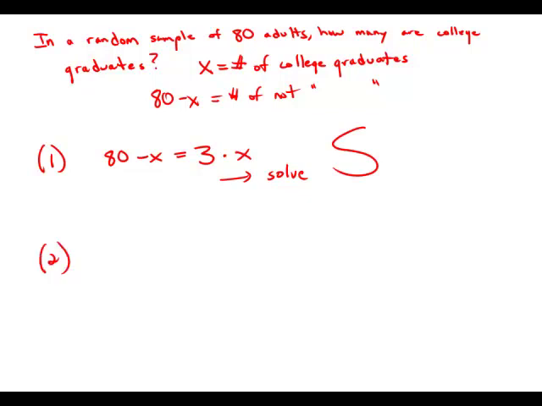Statement number 2 tells us the number of adults who are not college graduates is 40 more than the number of adults who are college graduates. So the number who are not college graduates is 40 more, 40 plus X. Well, again, we have an equation that we could solve for X. We don't have to actually do the solving. It's enough to know that we could solve. We have sufficient information. Both statements are sufficient. Answer choice D.